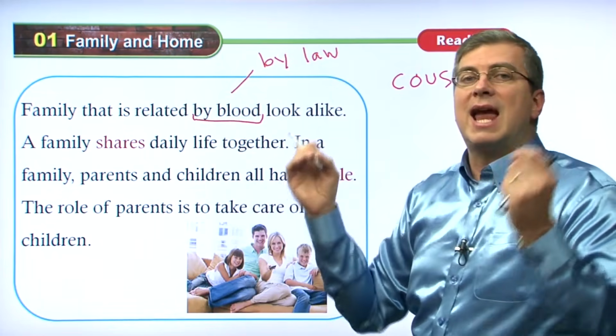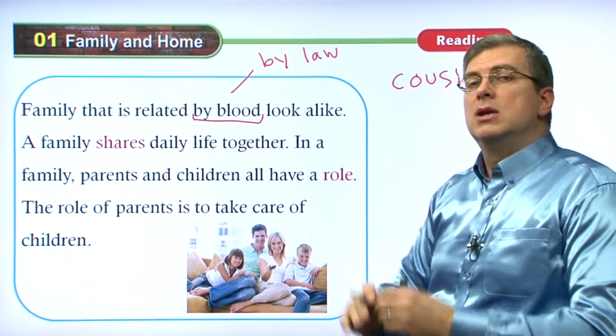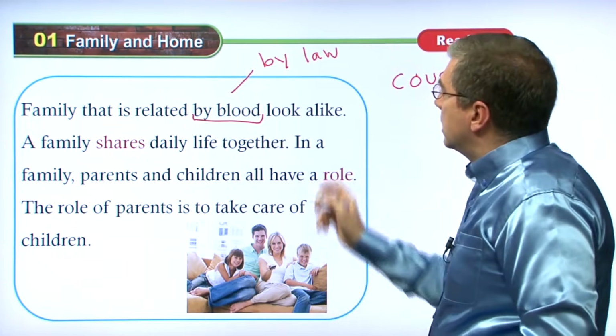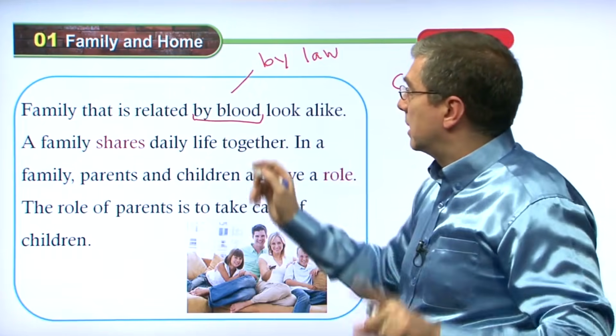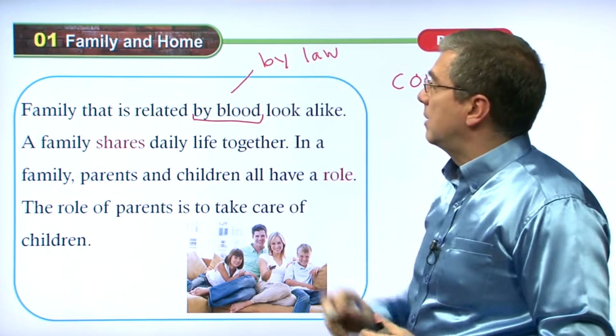If they do, then they are from the same blood. They don't get married. That's not good, right? You should marry somebody who's from a different family, obviously. So there's two ways to be related to somebody. One way is by blood, the other way is by law. Okay, so that's what that means.